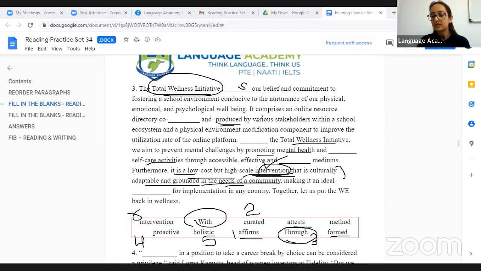Right, so these are the answers. Any confusion, anybody? We cannot call it the method for the same reason that the text called it an intervention, so we should not call it a method.